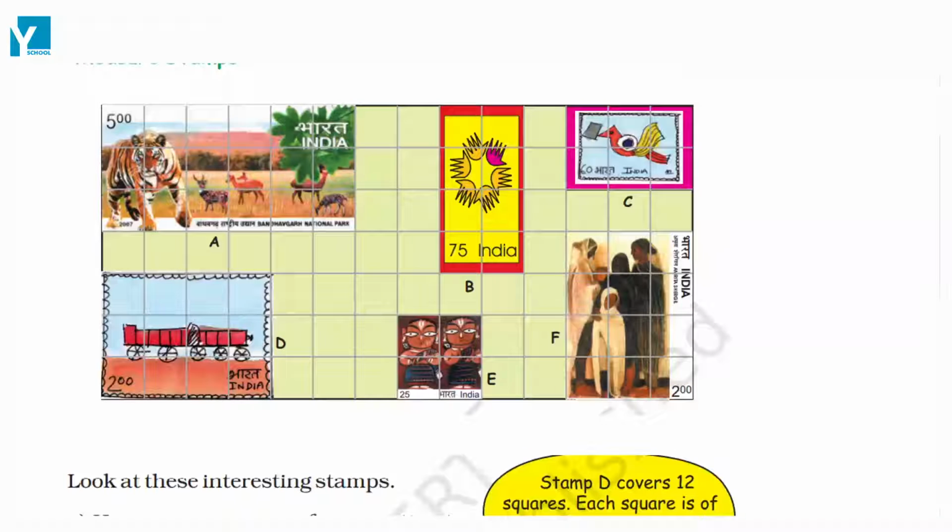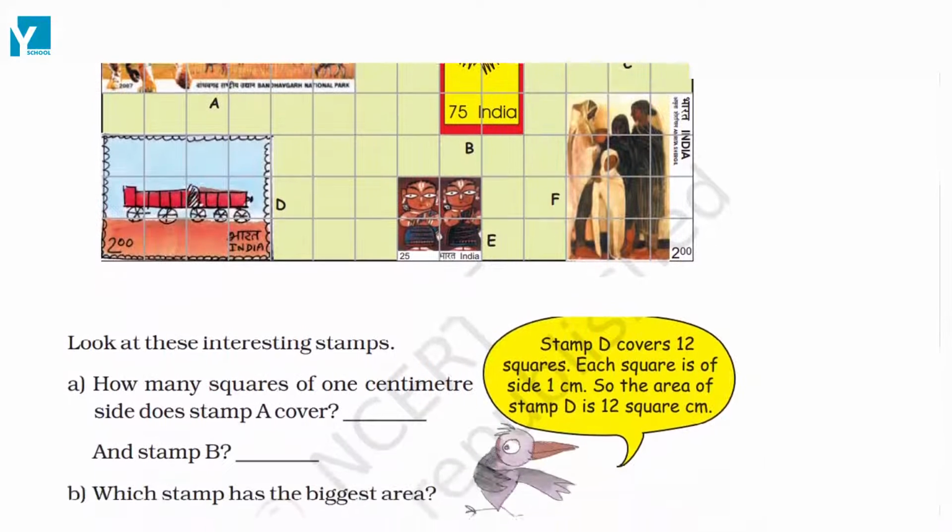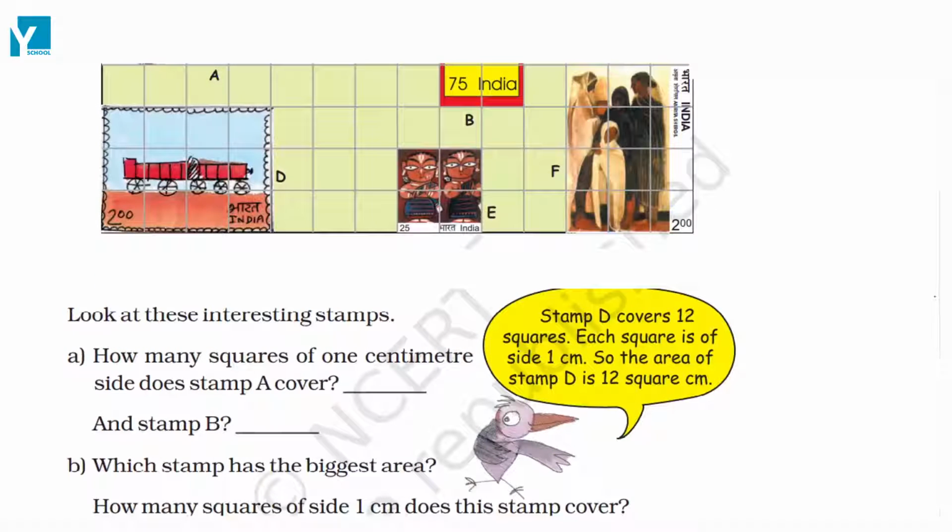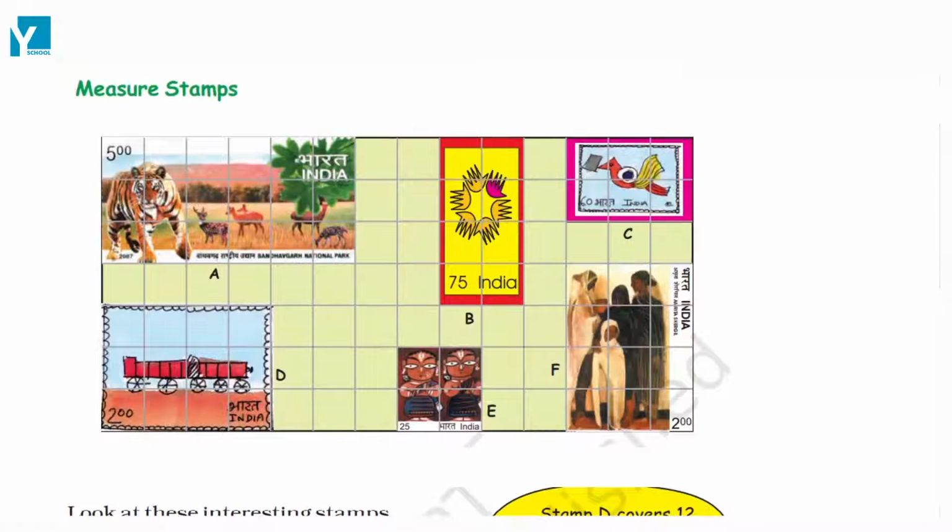So the question is, you are given the different stamps of different area. Look at these interesting stamps. How many squares of 1 centimeter does the stamp A cover and the stamp B? So if we look at the stamp A, how many squares are there?